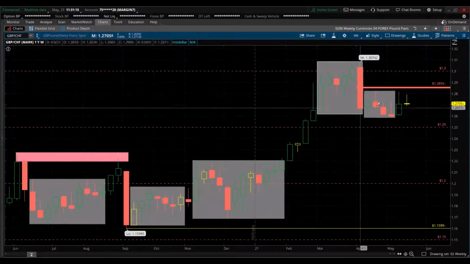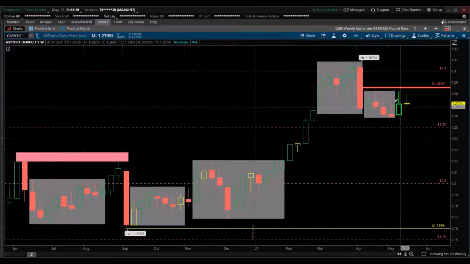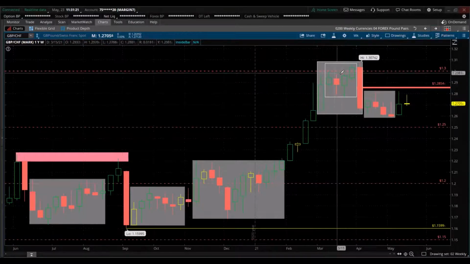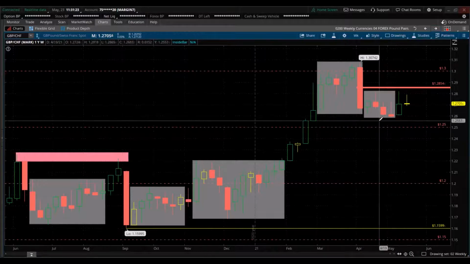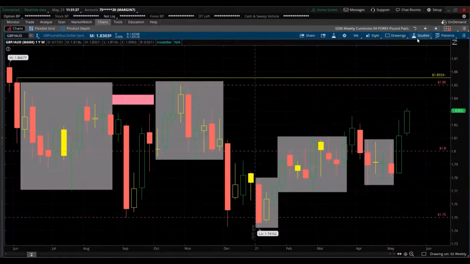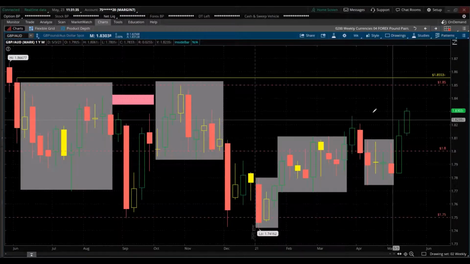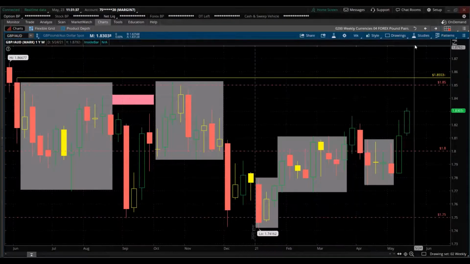Pound Swiss franc, huge consolidation. Inside candle, indecision for the week. But again, the momentum has been declining here, giving favor to the Swiss franc, a safe haven currency. And the pound Australian dollar. Wow, really strong for the British pound up there. Up strong. Yep. So again, the Australian dollar is weak against several currencies.